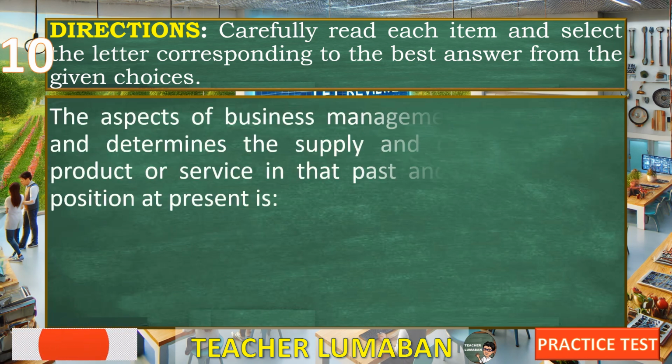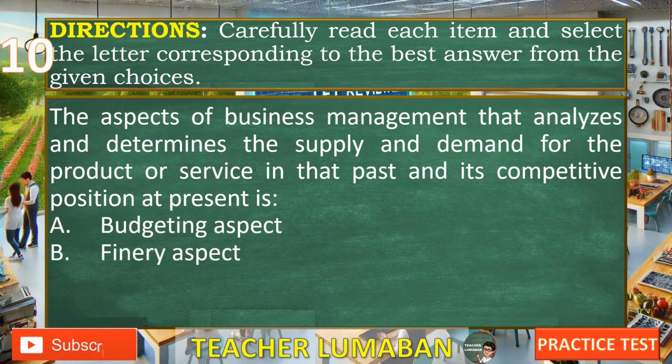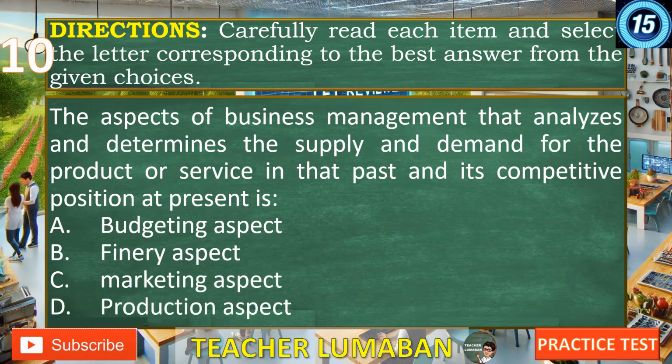The aspect of business management that analyzes and determines the supply and demand for the product or service in the past and its competitive position at present is A. Budgeting aspect. B. Finery aspect. C. Marketing aspect. D. Production aspect.